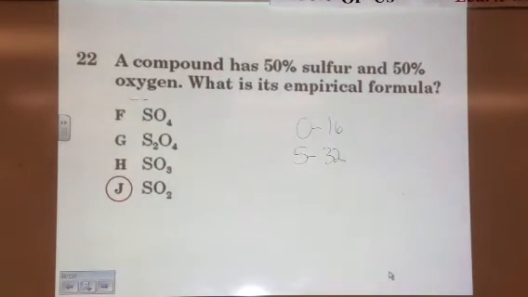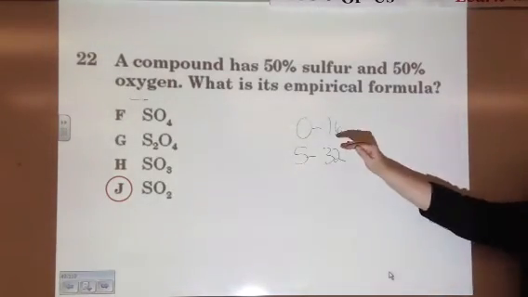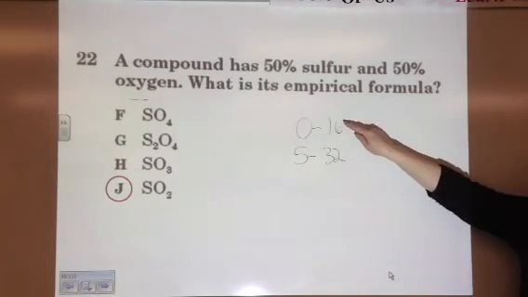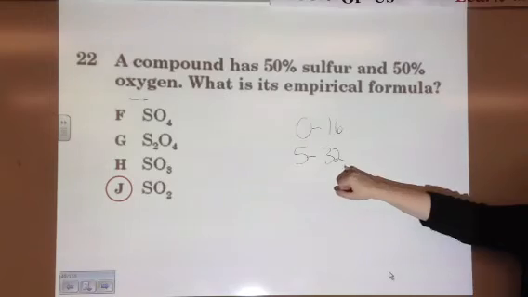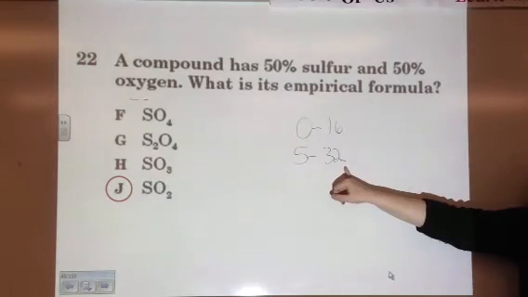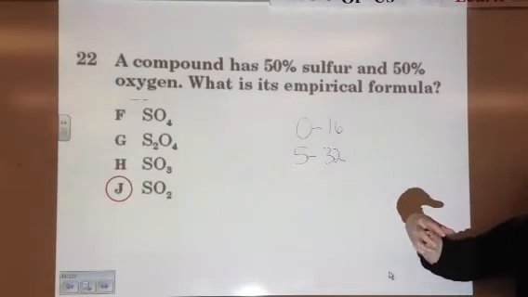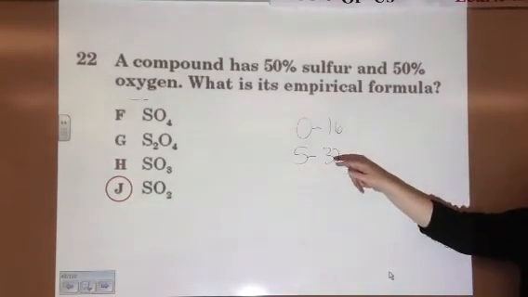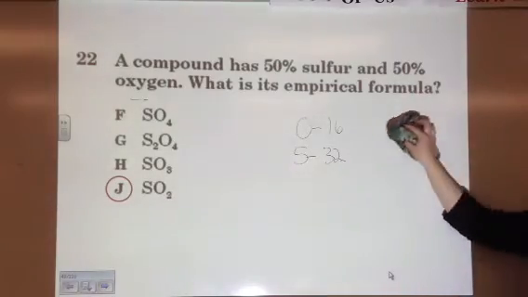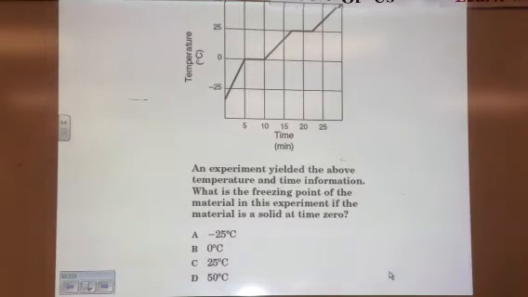No, it is J. Does that make sense? Because oxygen is roughly 16 grams per mole, sulfur is 32 grams per mole. Twice. If they each represent 50% of the mass, you're going to have 2 atoms of oxygen for every 1 atom of sulfur. That would be the ratio. All right, 23.